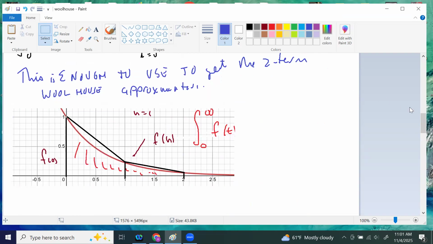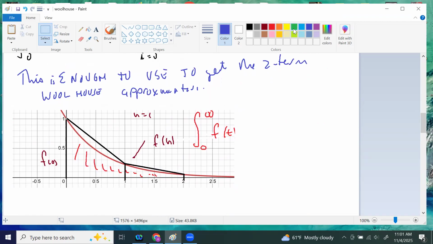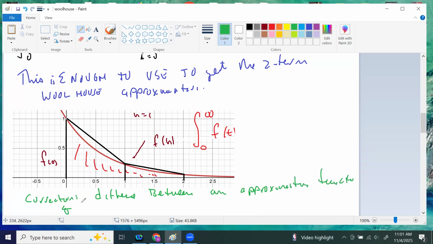Now, what we're going to do to get the next order approximation, and I'd like to give a shout out to Dr. Nighttime, I will put that in the comments. But if you notice, because this is a convex function, or concave up, notice that the trapezoidal rule is an over approximation. So in order to do that, I like to add a correction term, and the correction term will be the difference between an approximating function, which I'm going to call g, and the trapezoid approximation.